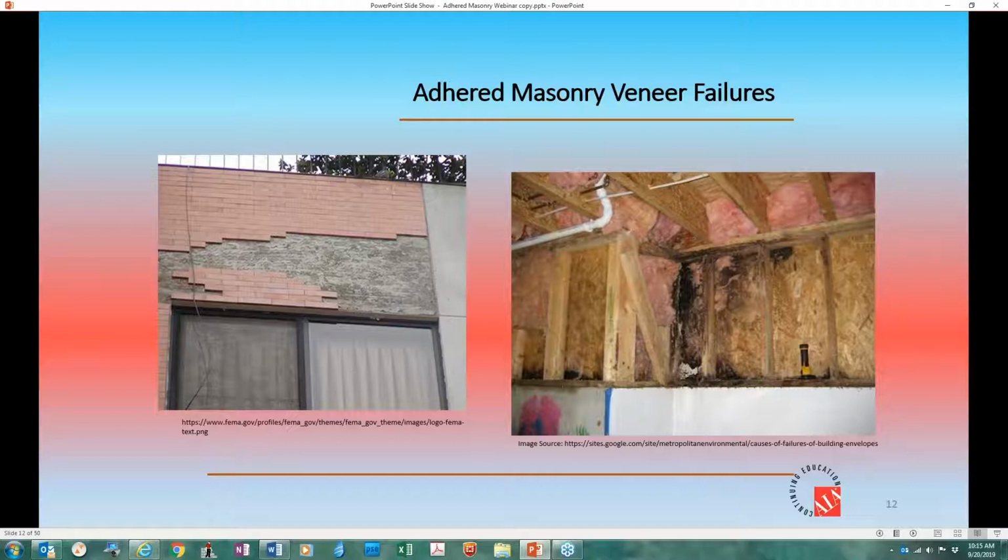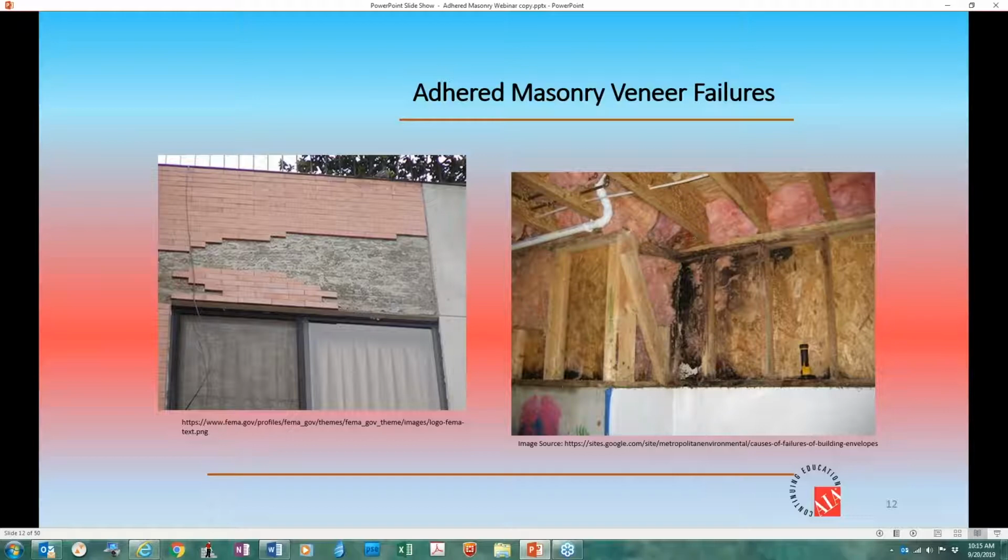What makes this picture really bad is it's over a window, so you know you're going to get moisture into the building at a pretty good rate when you have this type of failure. The other thing is, this cannot be repaired locally. It's going to have to be stripped off, the scratch coat's going to have to be removed, and the WRB and/or the sheathing may have to be repaired as shown in the picture before.